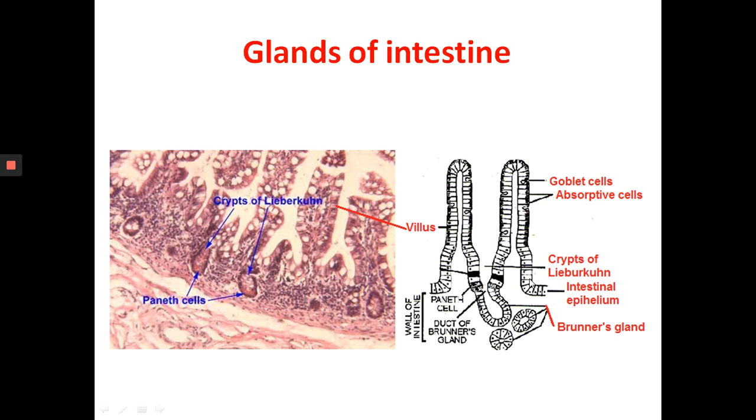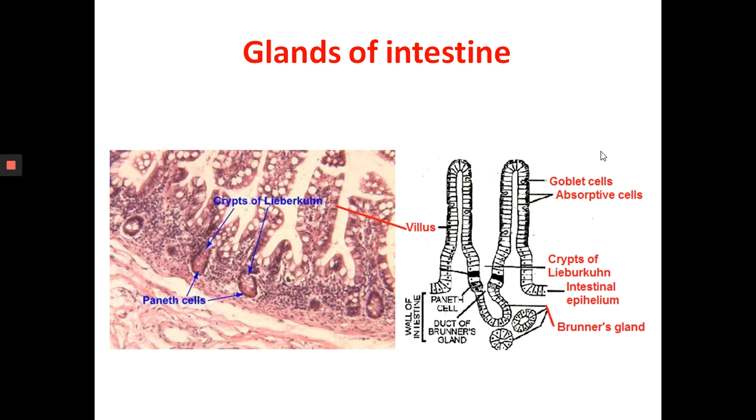Yes, this is the crypts of Lieberkühn. So from the Brunner's gland also the secretion is going out through these Lieberkühn crypts. They produce cells that replace surface membrane cells shed from the villi. That is what I said before.